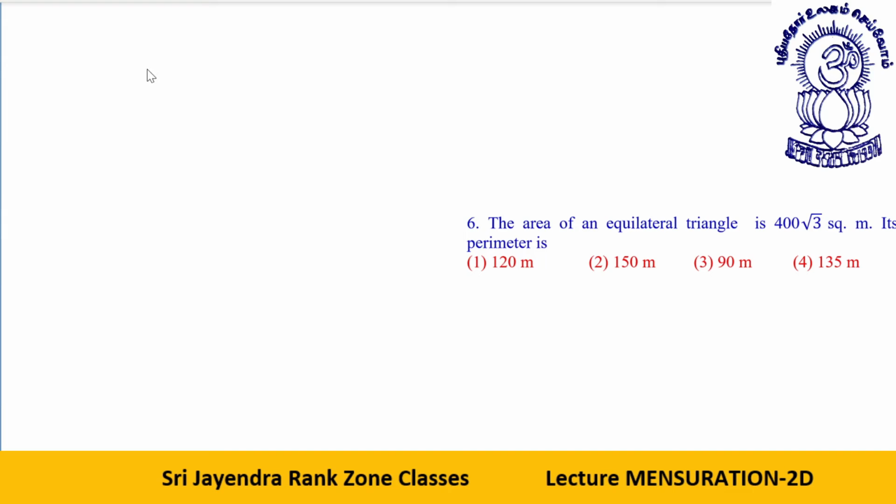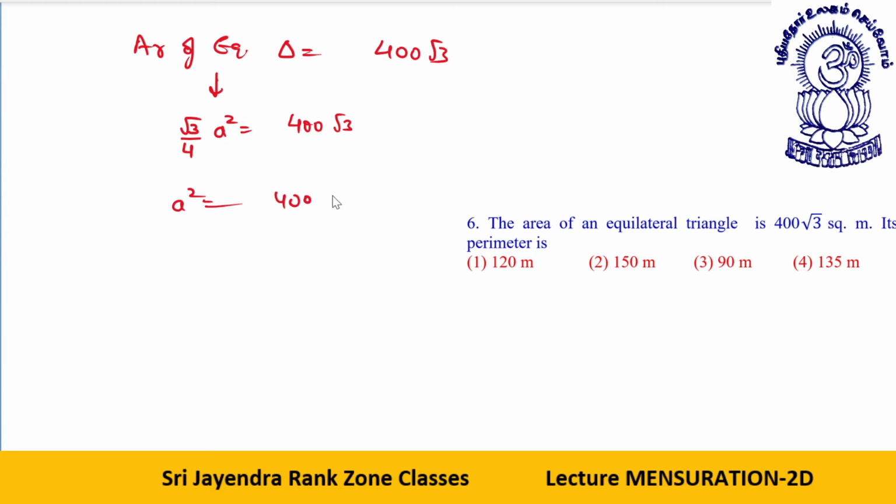The area of an equilateral triangle is, its perimeter is, first of all, area of equilateral triangle is given to you as 400 root 3. What is area of equilateral triangle? Root 3 by 4 A square is equal to 400 root 3. Root 3 and root 3 cancel, so A square is what? 400 into 4. What will be A? A will be 20 into 2. So the side is 40.